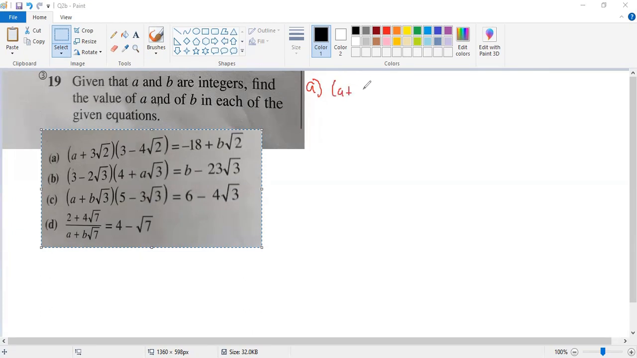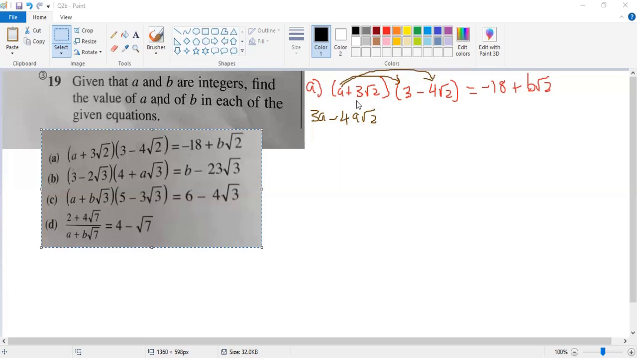So we have (A plus 3 root 2)(3 minus 4 root 2), they say is given as equals to negative 18 plus B root 2. So the first step in this kind of equations, what you must do is we just multiply it out. So surds, so 3 times A like that. This arrow means multiply. So it helps. Please do it like a time in real time better. 4A root 2 like that.